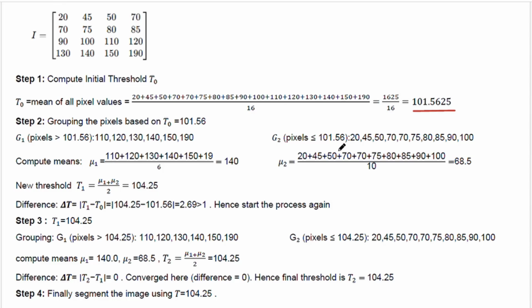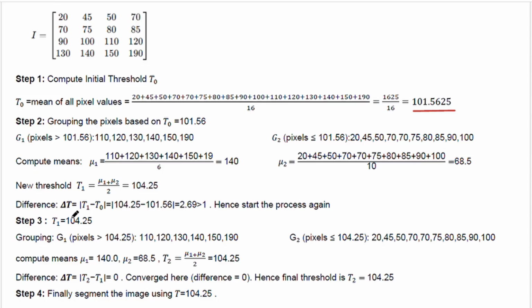Then what is G2? G2 means the pixels with intensities less than or equal to 101.56. So here we have 20, 45, 50, 70, 70, 75, 80, 85, 90, 100. These are the pixels belonging to G2. Again compute mu2. There are 10 pixels in G2, and we get 68.5. Then find the new threshold T1, that is 104.25, which is (mu1 plus mu2) by 2.